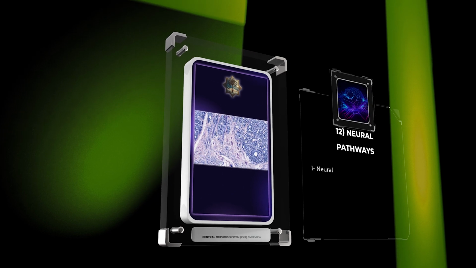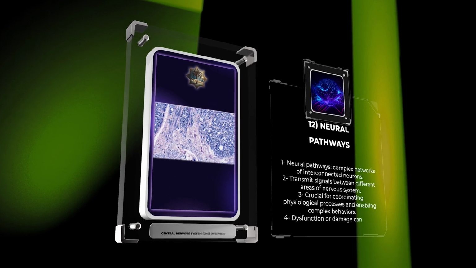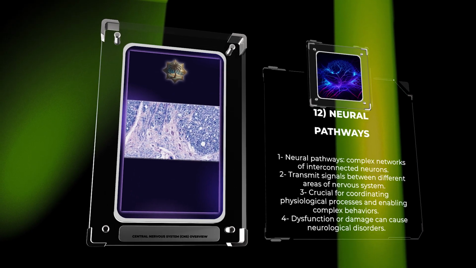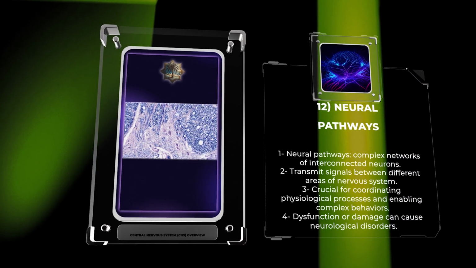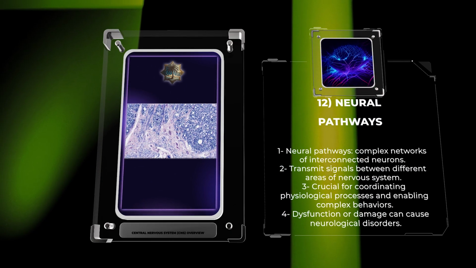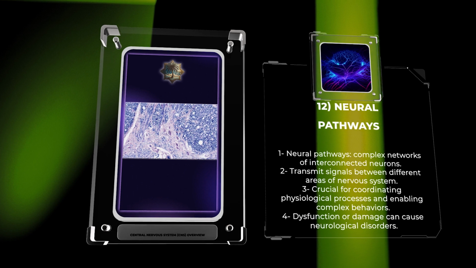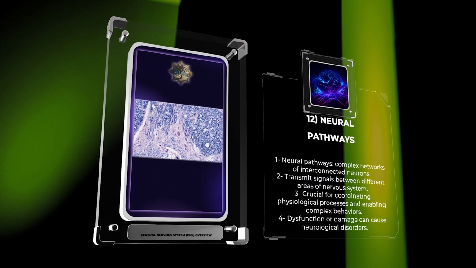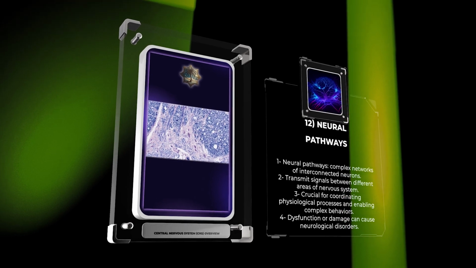Neural pathways are complex networks of interconnected neurons that transmit signals between different areas of the nervous system. They are crucial for coordinating physiological processes and enabling complex behaviors. Major pathways include those for voluntary motor control, pain and temperature sensation, proprioception and fine touch sensation, vision, and hearing. Dysfunction or damage to these pathways can cause neurological disorders.